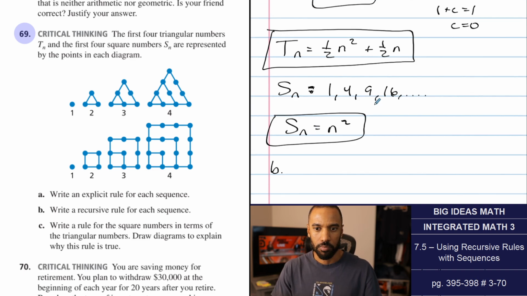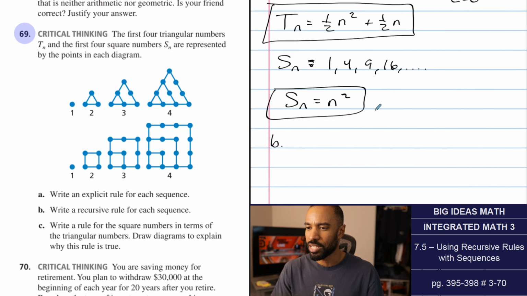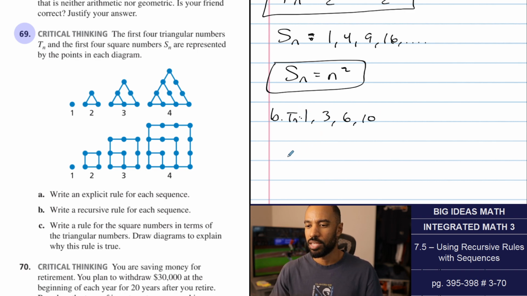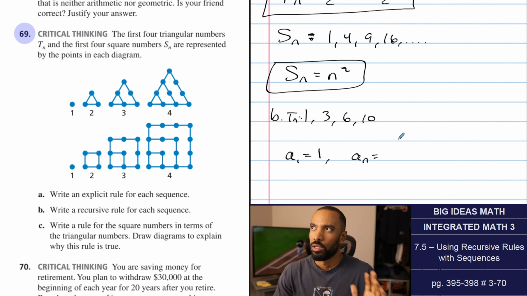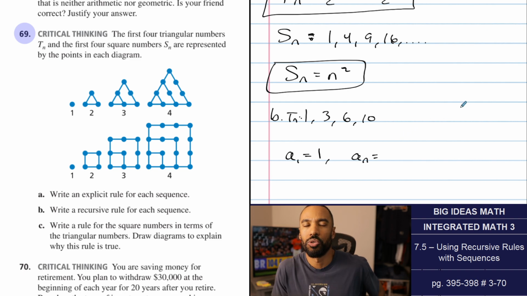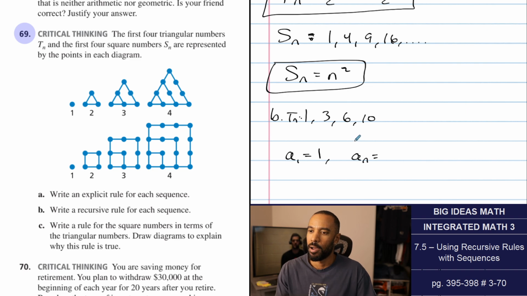That actually might be easier for the first one. So for 1, 3, 6, 10, write t sub n. The first term is 1. The next term is, oh, how do I say this? Well, you're adding 2. Do we have to do the explicit within the recursive? You have a common difference that's increasing.